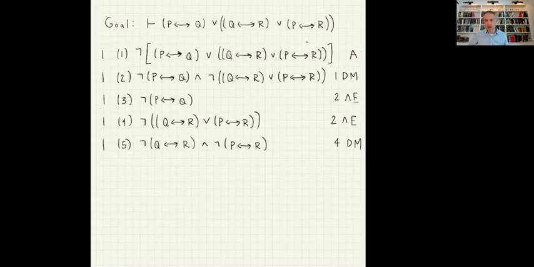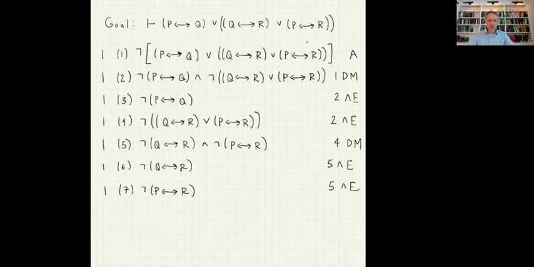So now I'm doing De Morgan's again. Now let's take this apart using and elimination. So not Q if and only if R. That's from 5 and elimination. And not P if and only if R. So that's also 5 and elimination. Okay, so lines 3, 6, and 7 here are going to be the key lines for us. So we're going to see in a minute that those do contradict each other.